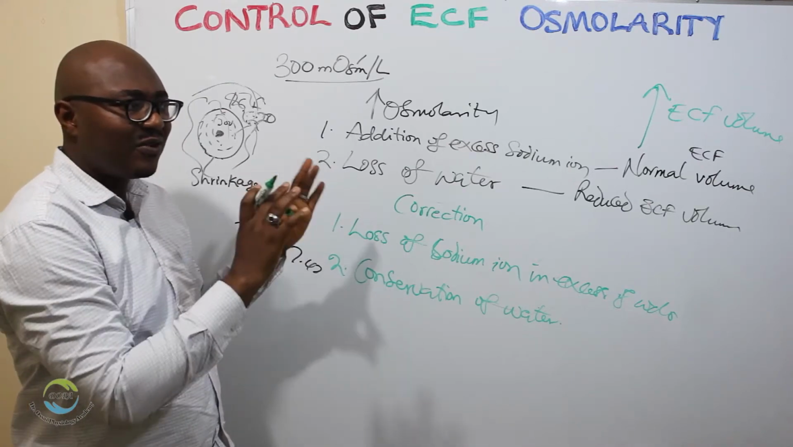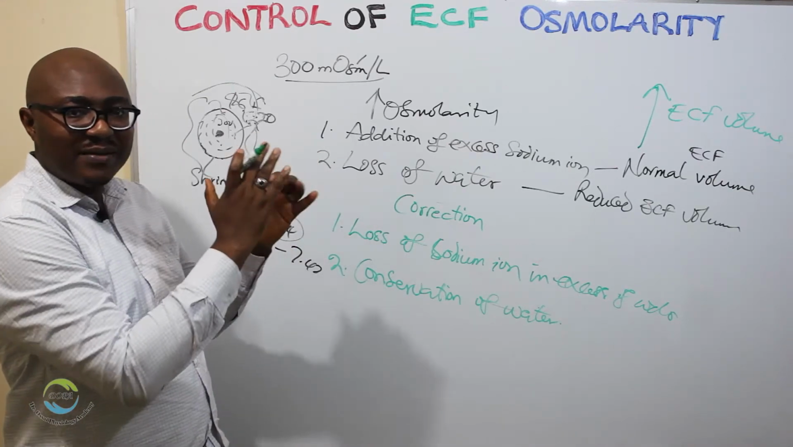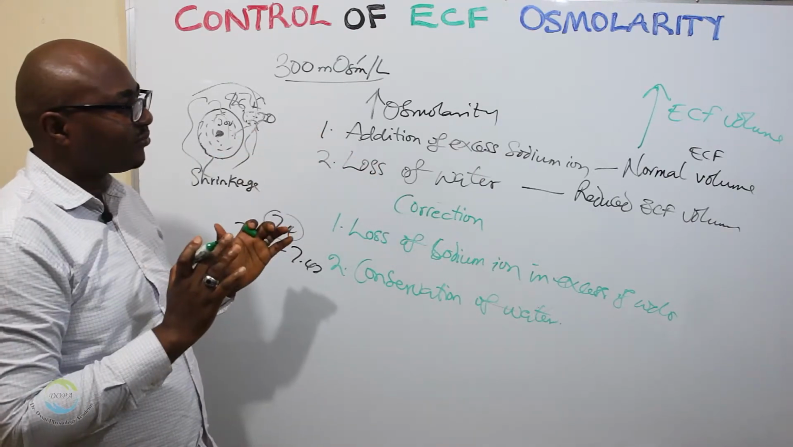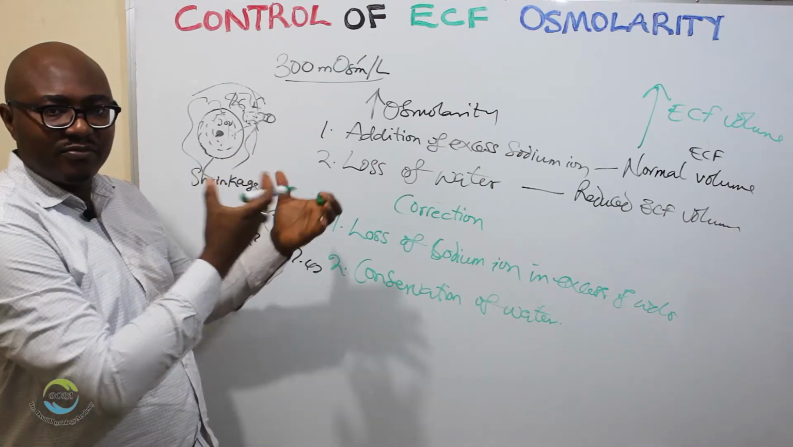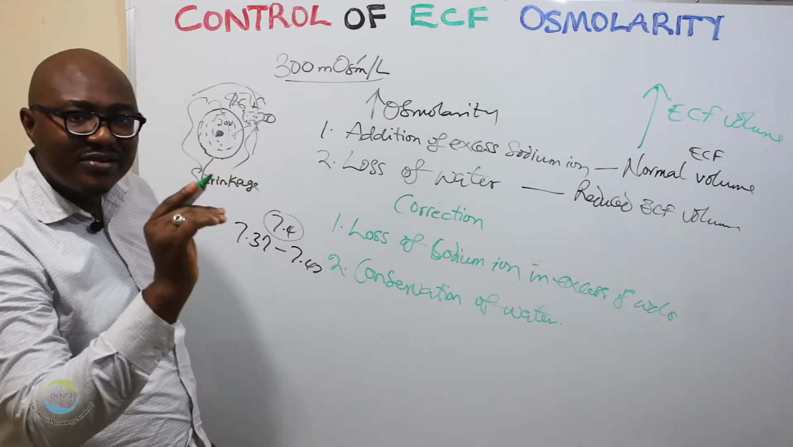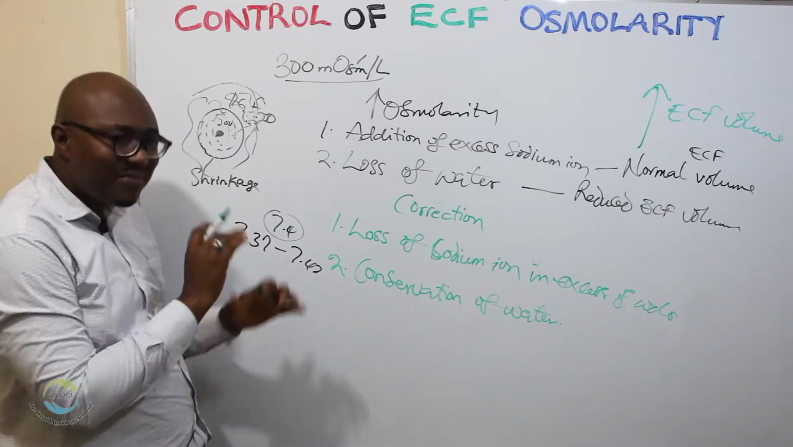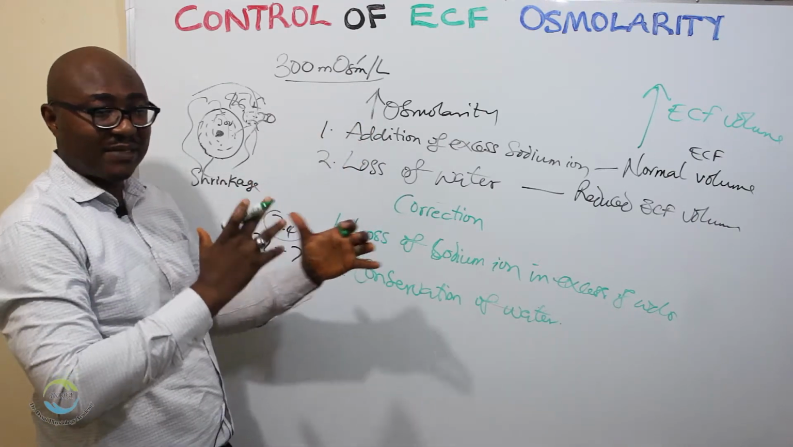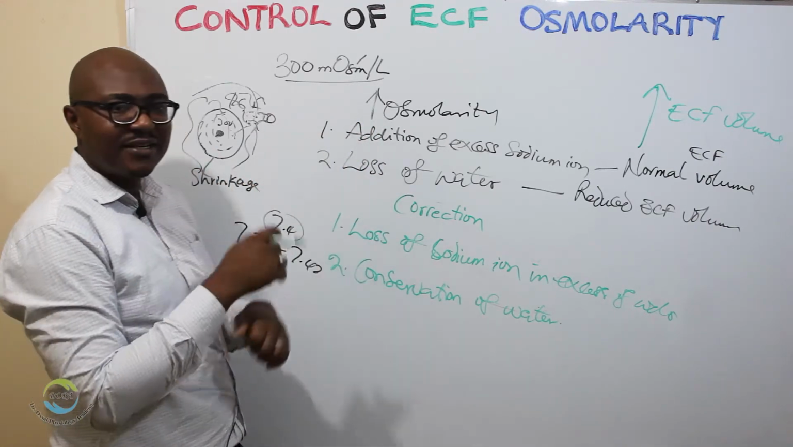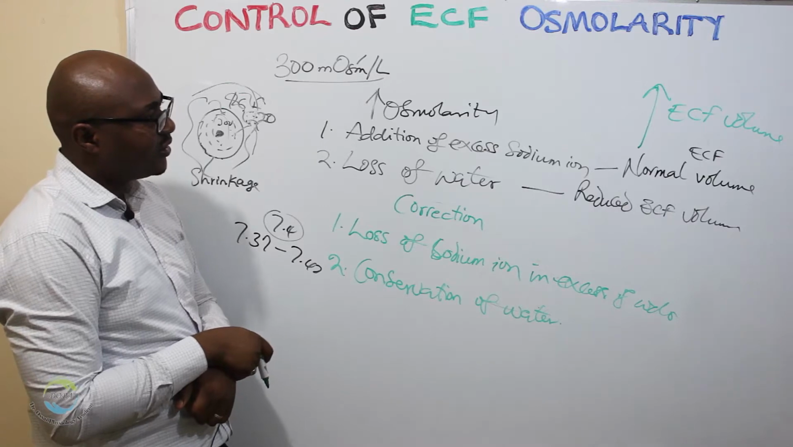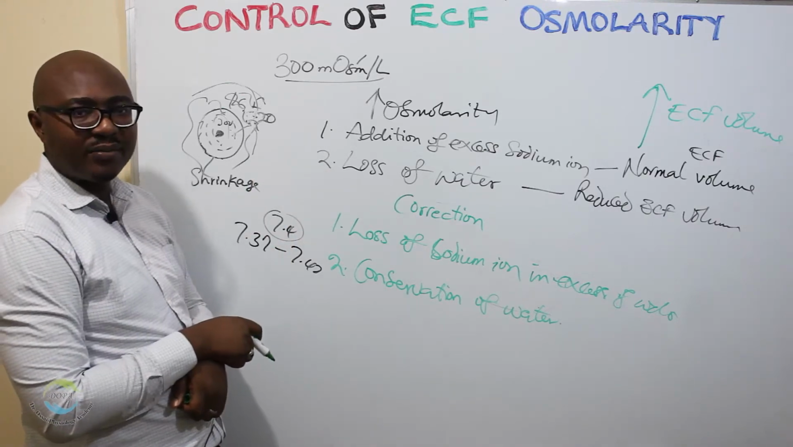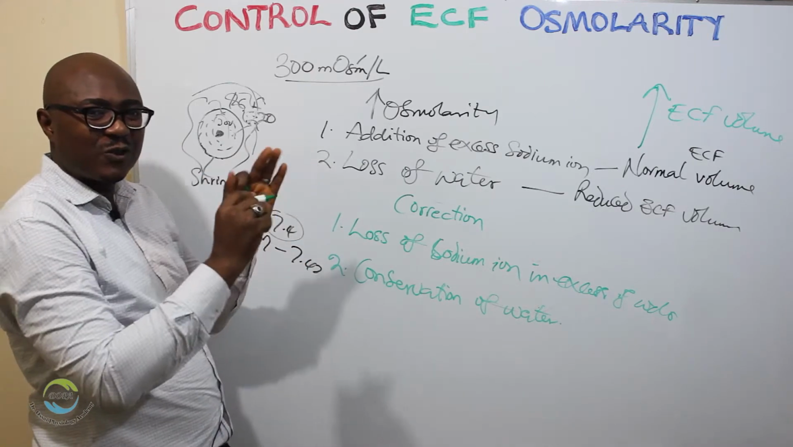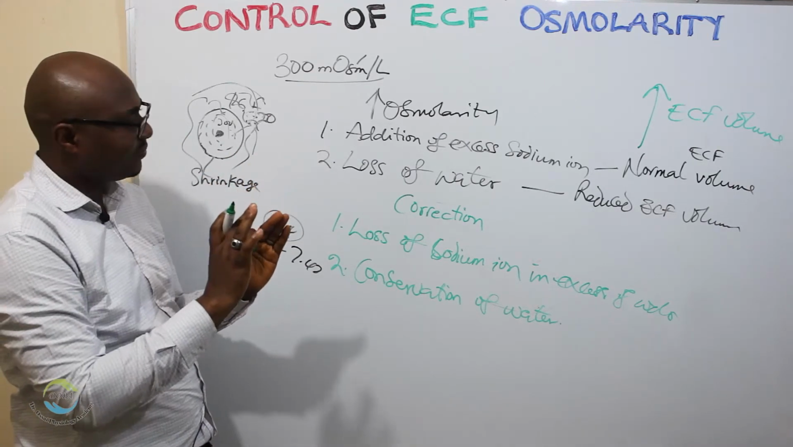You know, the ECF volume we talked about, that the plasma is 3 liters. When you are increasing the plasma volume, it leads to increased blood pressure. Remember, we said that before. When the blood volume increases, plasma volume increases, there's increased blood pressure. So that will pose a problem. Okay? So the body also has a way of solving that problem.